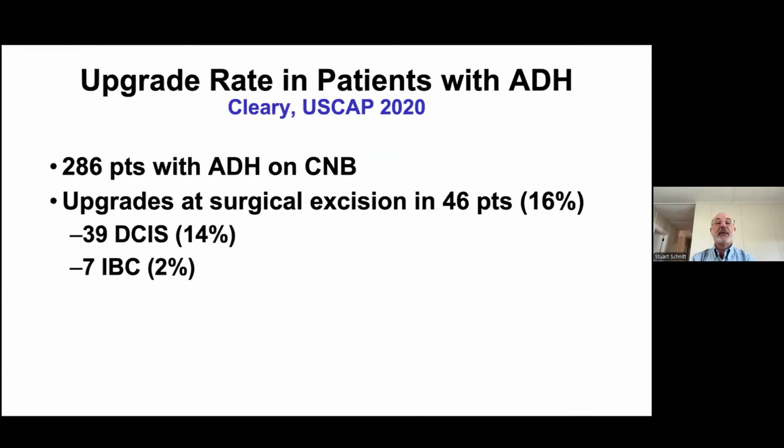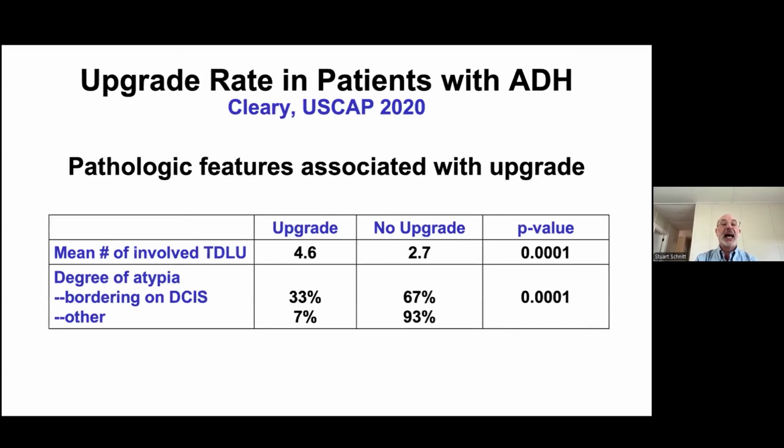In a study that we did several years ago, we looked at almost 300 patients with ADH on a core needle biopsy. 16% of these patients had upgrades at surgical excision, mostly to DCIS. But what we found was that there were several features associated with an upgrade. For example, more involvement of the ducts in the breast was associated with a higher upgrade rate than those with fewer areas of involvement. And those in which the atypia in the biopsy looked really bad and was bordering on DCIS had higher upgrade rates than those in which the ADH didn't look quite as bad.